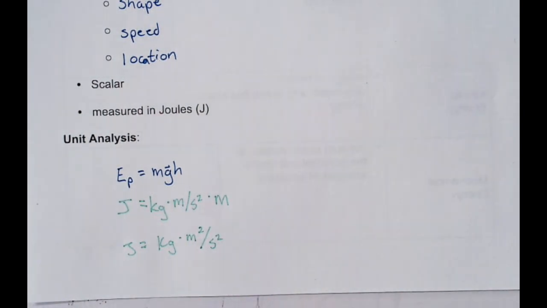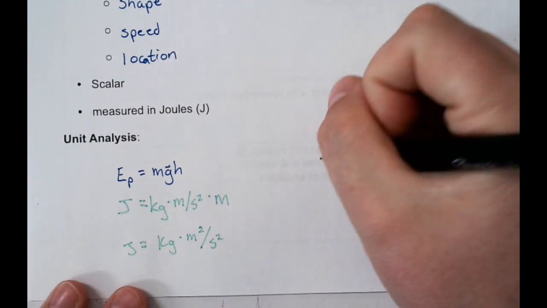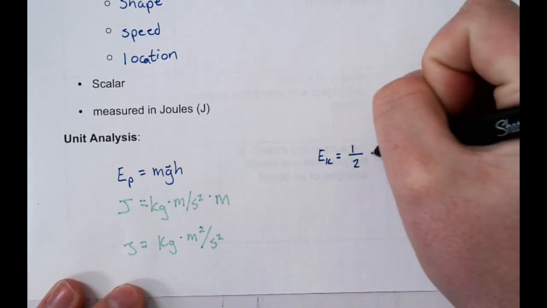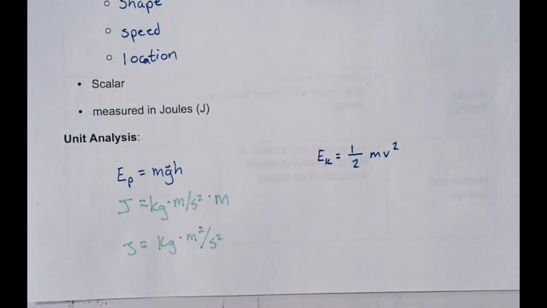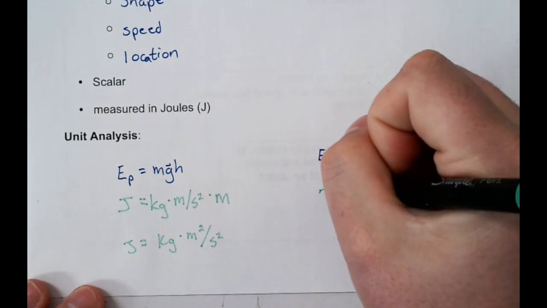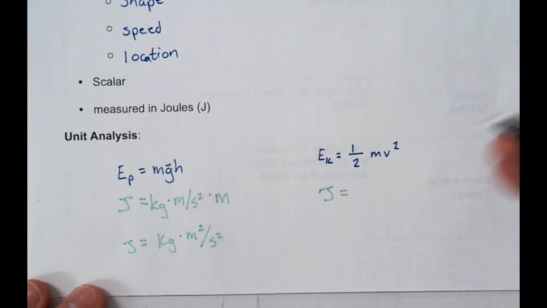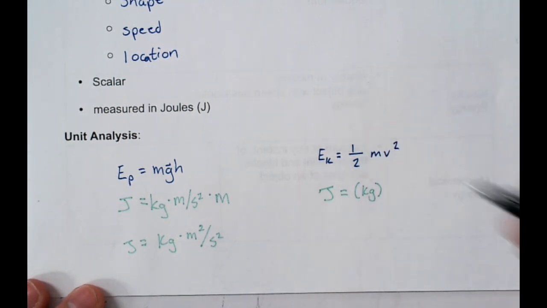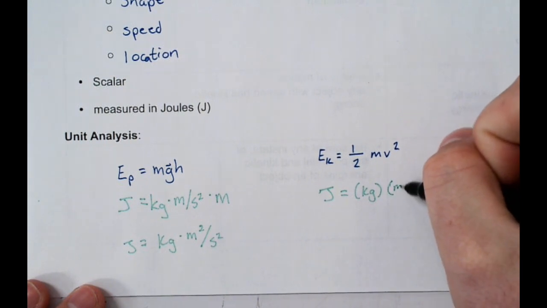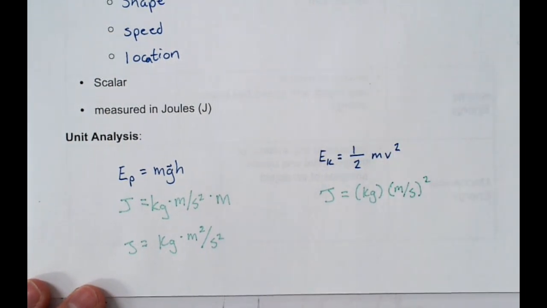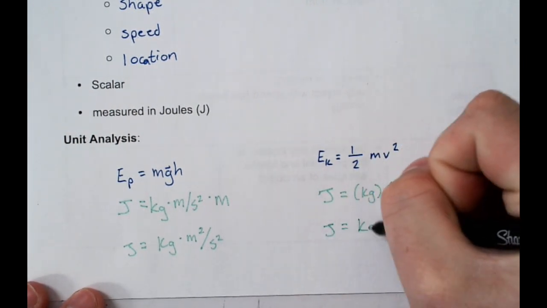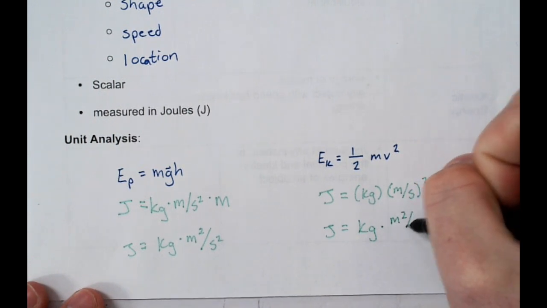We can also look at the other formula given for kinetic energy. And kinetic energy is equal to 1/2 mv squared. Again, joules is what we measure energy in. So we have joules is equal to our mass in kilograms, right? Because 1/2 doesn't have any units. Velocity is measured in meters per second, and that's all squared. When you distribute in, you have joules are equal to kilograms times meters squared per second squared.